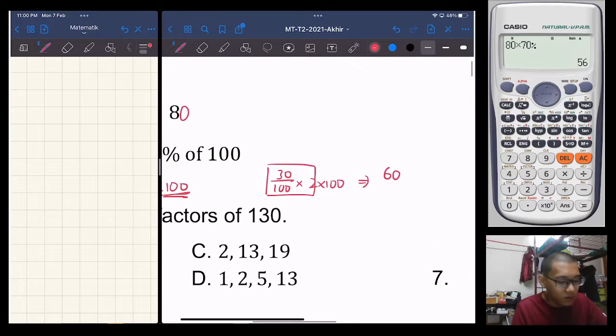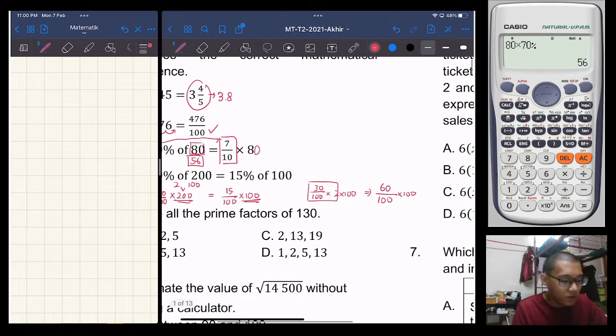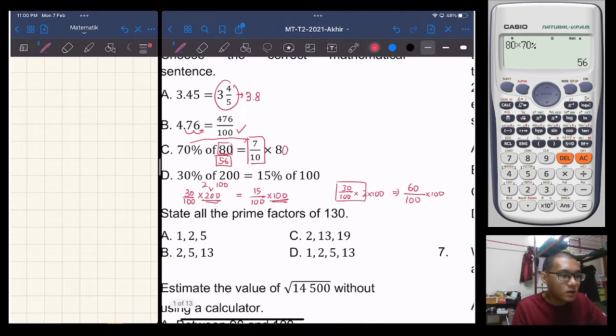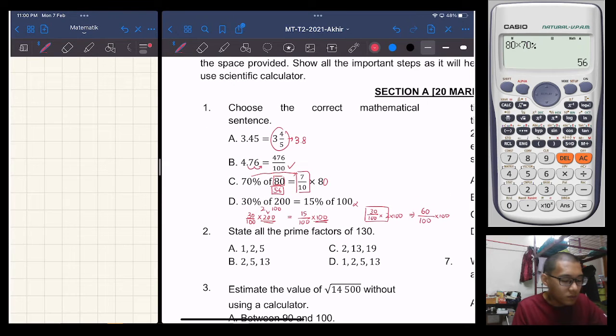Can you see this one? 60 over 100, times 100. But just now for the right hand side we just got 15% only. So actually we need to have 60% of 100. So this one is wrong also. So finally we choose B. Here we can try to calculate for the left hand side, whether it is equal to the right hand side or not.